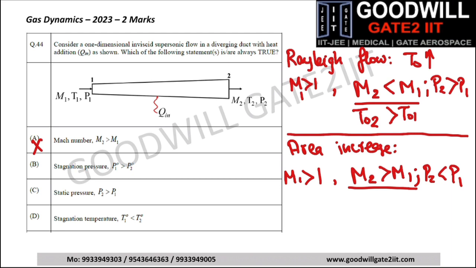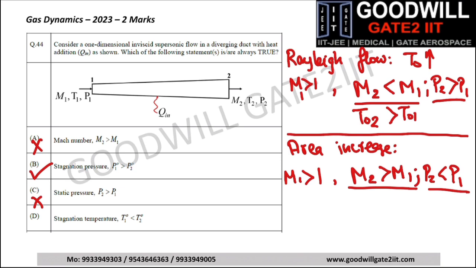Next, stagnation pressure P01 is greater than P02. Now if we consider Rayleigh flow, that is flow with heat addition, this would be true. P01 would be greater than P02 because of losses. And if we consider a flow with area increase, if it is isentropic, then P01 would be equal to P02. So we can say that this is one of the right options because there is heat addition. Now the next option is static pressure P2 is greater than P1. Again, similar to the first option, since there is both P2 greater than P1 and P2 less than P1, we can say for sure only if we know which effect is more dominating. So again, this is not something that we can be sure of.